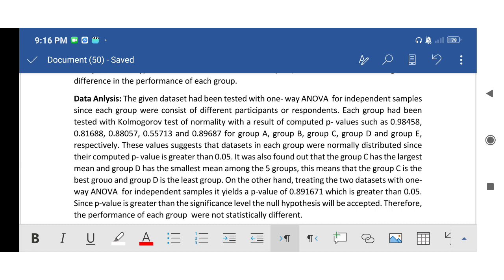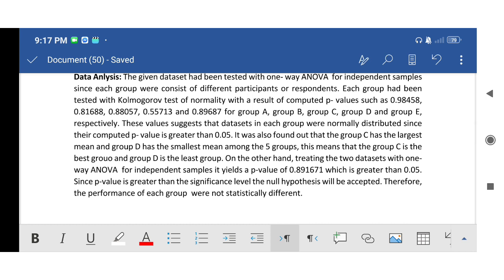Each group had been tested with Kolmogorov tests of normality with computed p-values of 0.98458, 0.81688, 0.88057, 0.55713, and 0.89687 for Group A, Group B, Group C, Group D, and Group E respectively. These values suggest that the datasets in each group were normally distributed since their computed p-values are greater than 0.05.